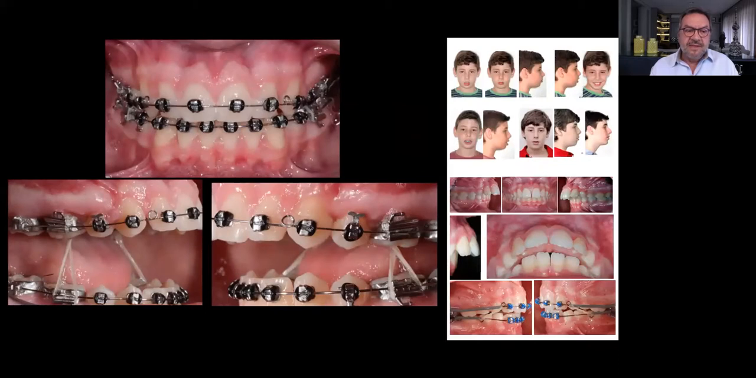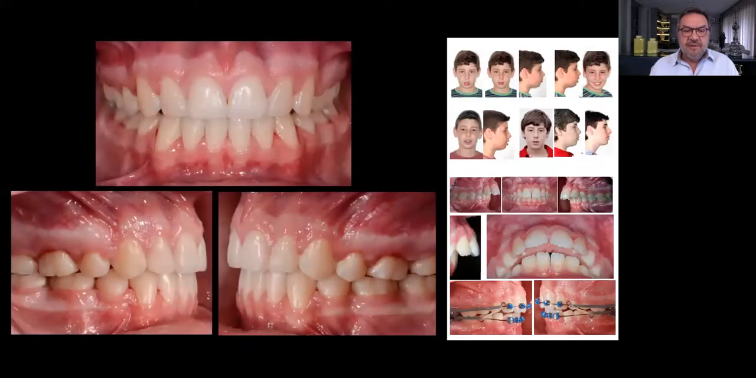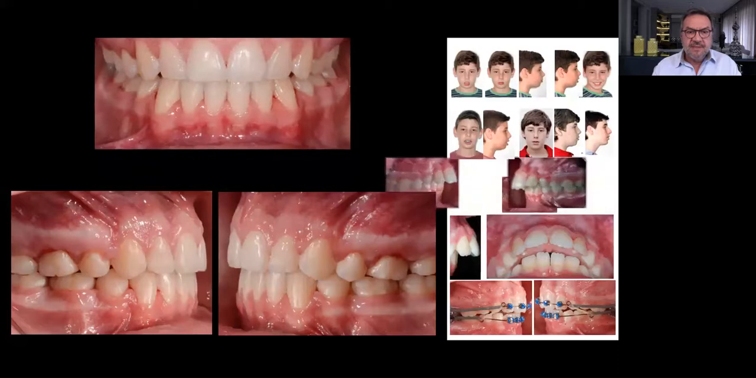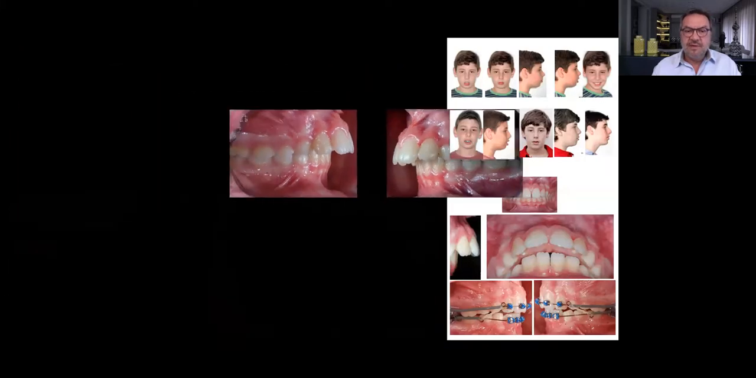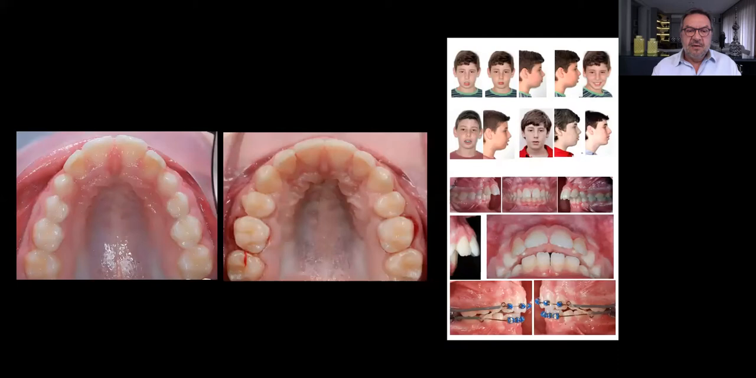Here, embracing the last teeth, the posterior teeth, and we removed the braces. The day that we removed them, you can see some blood in the molar because of bands. Comparing, we had in the beginning a one step class two, and now we have a class one relationship, occlusal view.